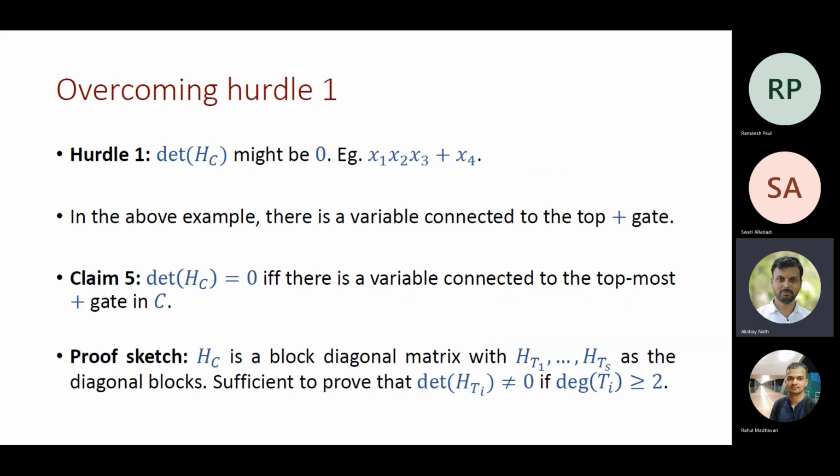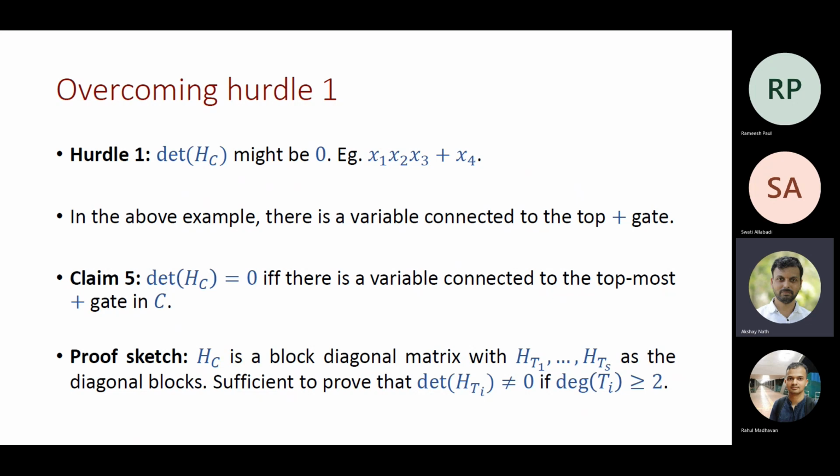So now that I've talked about the hurdles, let me quickly talk about how we overcome them. Recall that the first hurdle was that the Hessian determinant of C might become 0. The example that we saw was this ROF x1, x2, x3 plus x4. Now notice that in this example, there is a variable directly connected to the topmost plus gate of the ROF, right? What we show is that this is the only case in which the Hessian determinant can be 0. That is, the Hessian determinant of C is 0 if and only if there is a variable connected to the topmost plus gate in C.